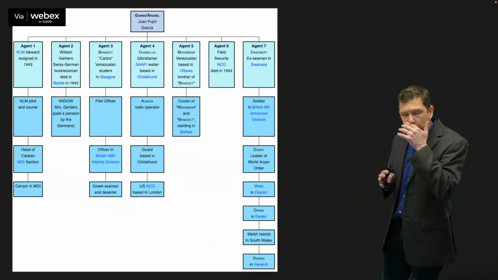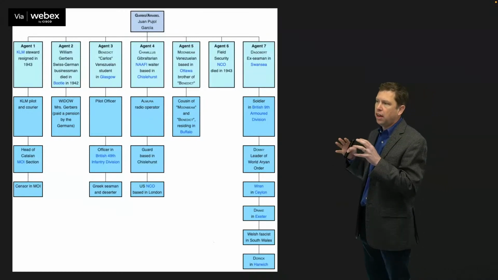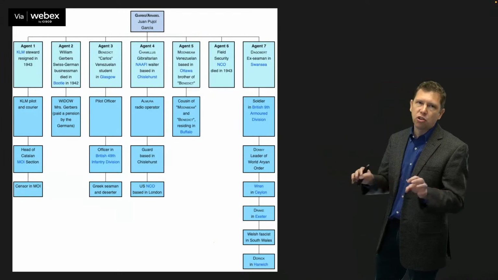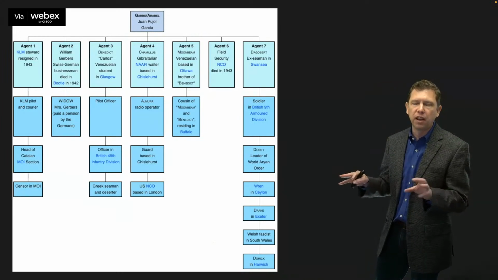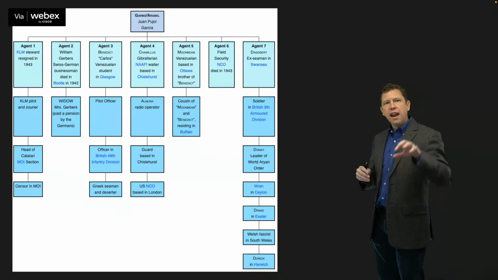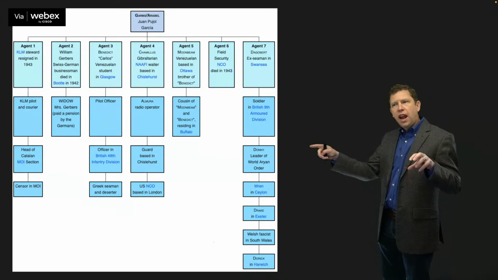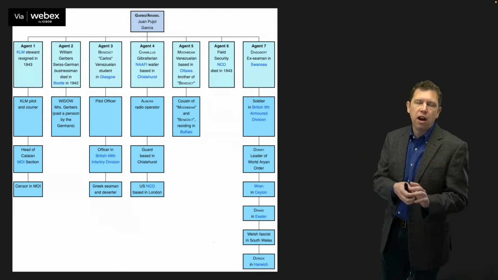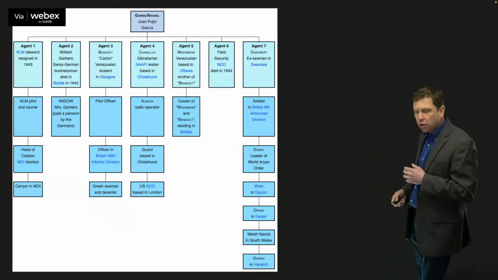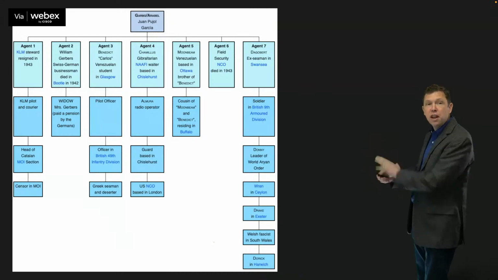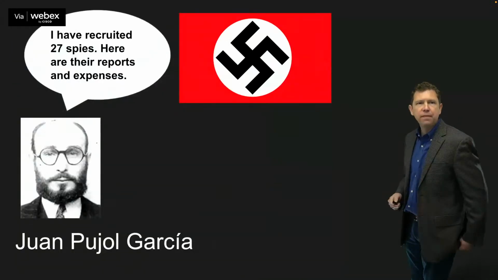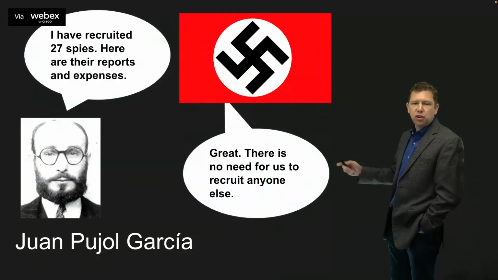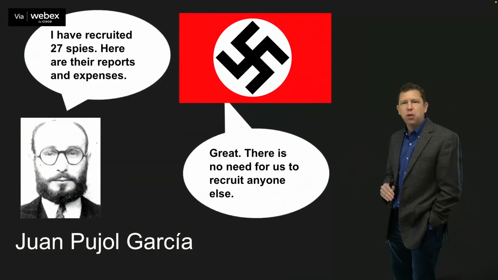Matter of fact, one of the reasons that the Britons saw that he was valuable is that in one of his reports, he had described a fictitious convoy to the Nazis. And the Britons saw the message go through and then saw the Nazis spending huge amounts of effort to try to locate this convoy that he had just made up. Anyway, he built out this huge organization, none of which actually existed. Okay? So I've recruited 27 spies. Here are their expense reports. He's like, great, there's no need for us to recruit anyone else.